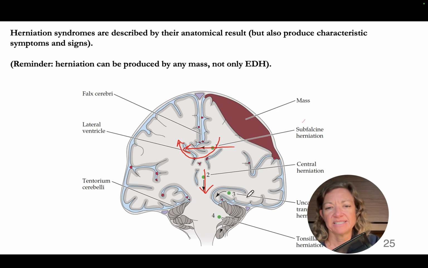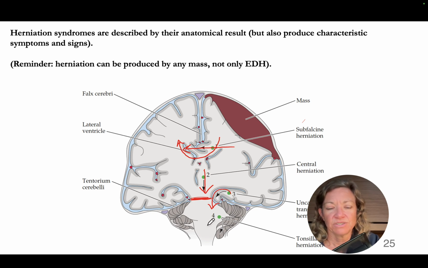The third has to do with the tentorial notch, which I'll draw in as being about right there. And this is a transtentorial herniation. The most common kind is an uncal transtentorial herniation. That's UNCAL, not UNCLE. Not your uncle. The uncus is the medial portion of the temporal lobe, and it is often the first to sneak through, under high pressure, that opening in the tentorium cerebelli.